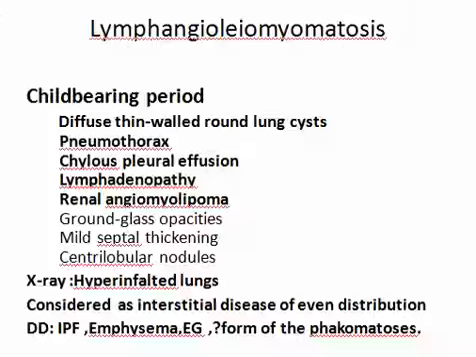Now coming to another subject, lymphangiomyomatosis, which occurs in the childbearing period and usually shows diffuse thin-walled round lung cysts. Could be with pneumothorax, could be with chylous pleural reaction, lymphadenopathy, and renal angiomyolipoma. And the only thing you can see in the X-ray is the hyperinflated lung. And of course, it may be considered as a form of phakomatosis.